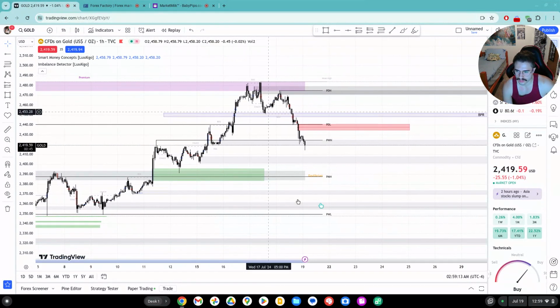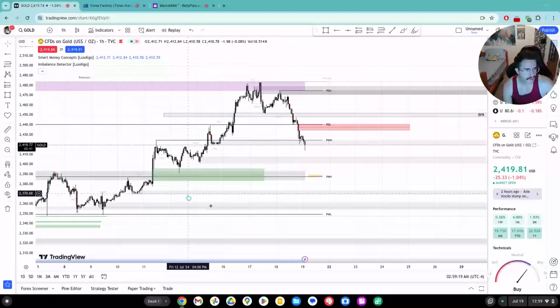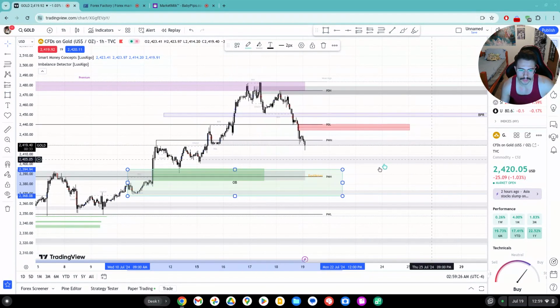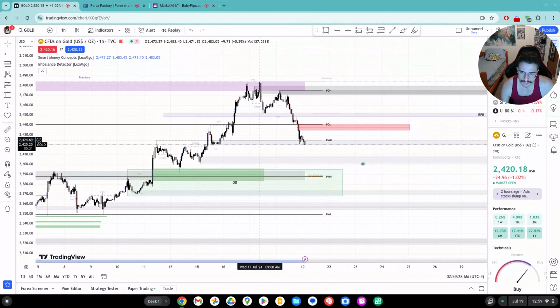Okay, so I think I already used the alert system, but you could keep an eye on this area here. I'm just going to mark it out. I know that's not exactly an order block, but I just want to keep an eye on that area. Oof.